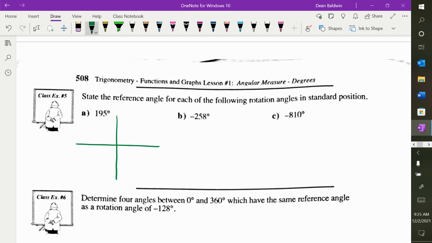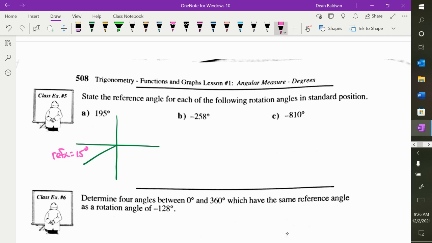195 degrees. Where am I located? What quadrant? I'm in quadrant 3. What's my reference angle? 15 degrees. Reference angle is 15. Does everybody understand that?